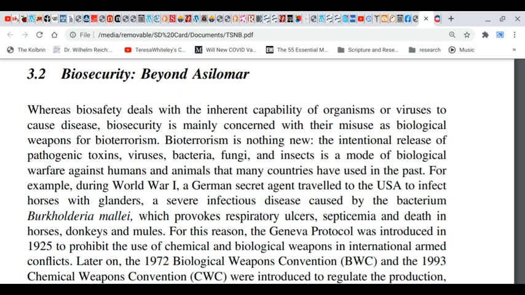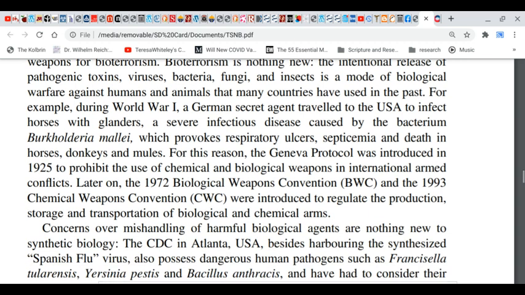For example, during World War I, a German secret agent traveled to the USA to infect horses with glanders, a severe infectious disease caused by the bacterium Burkholderia, which provokes respiratory ulcers, septicemia, and death in horses, donkeys, and mules. For this reason, the Geneva Protocol was introduced in 1925 to prohibit the use of chemical and biological weapons in an international armed conflict. Later on, the 1972 Biological Weapons Convention and the 1993 Chemical Weapons Convention were introduced to regulate the production, storage, and transportation of biological and chemical arms.